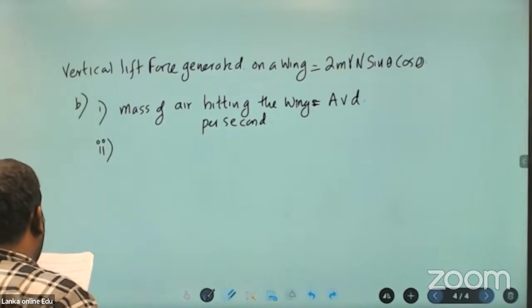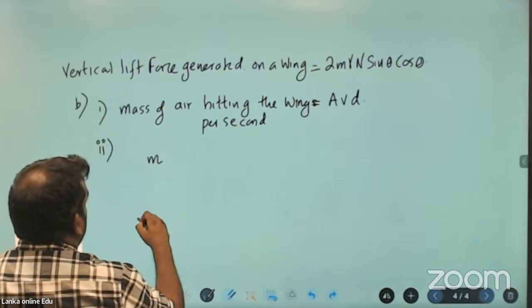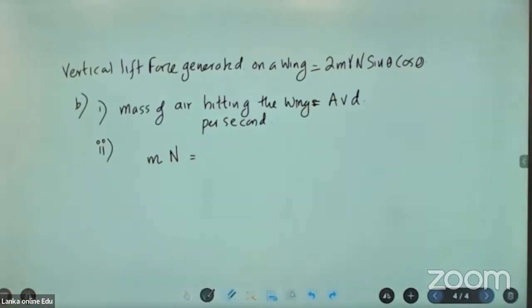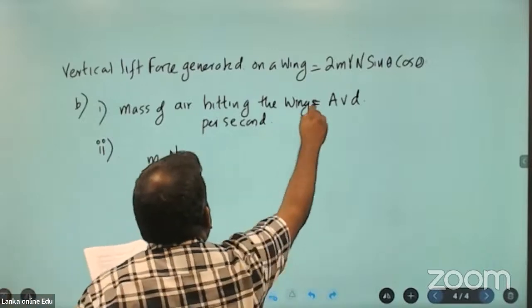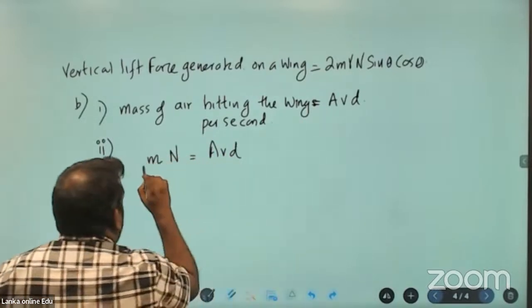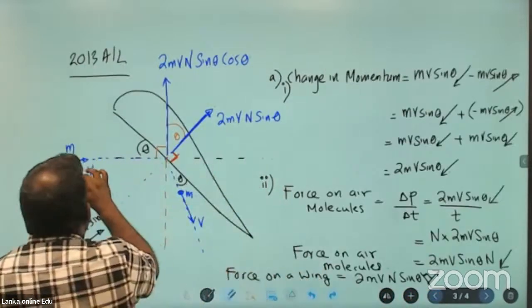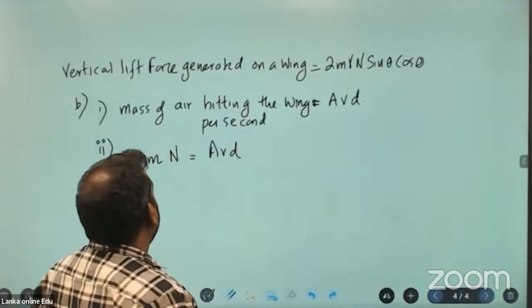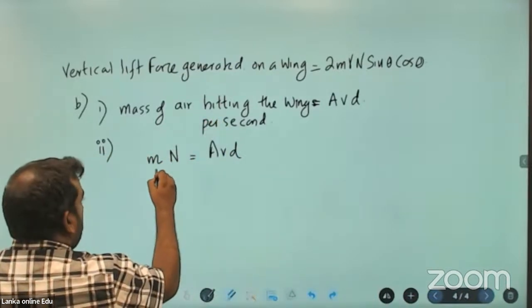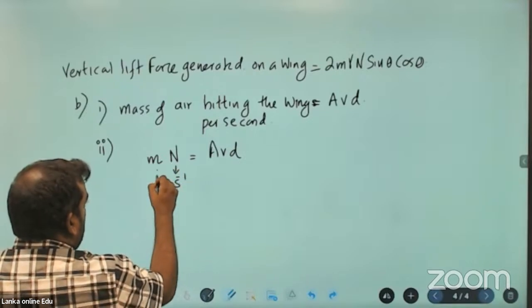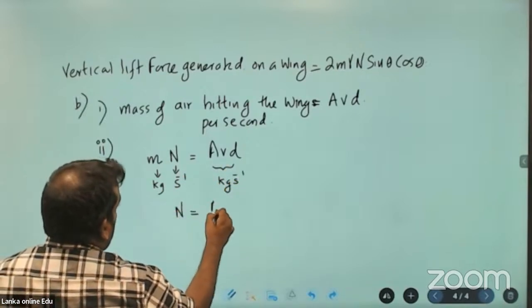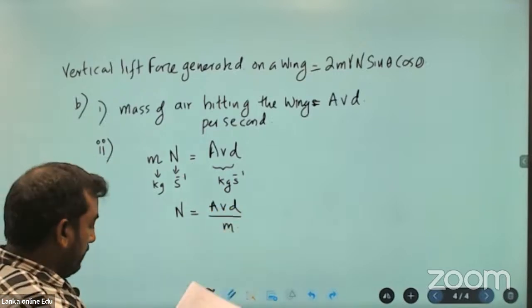So here, the expression is this: mass of one molecule is m. n number of molecules are hitting the wing per second. This is given by the relationship AVD. One molecule mass is m, n number of molecules are there, so m times n per second. So total mass per second is mn. Here per second, here kilogram. Here also kilograms per second. So now you can say n is equal to AVD over m. Okay, no?